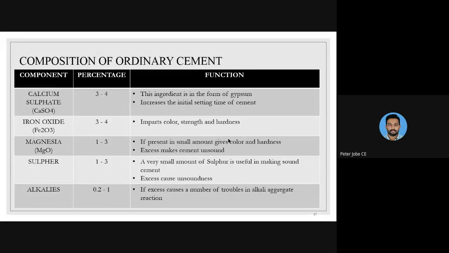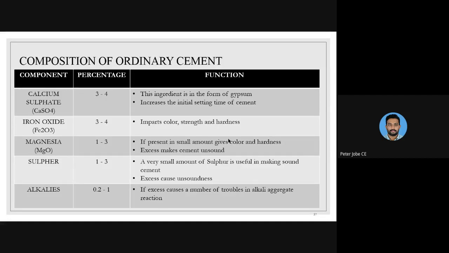And the next ingredient is calcium sulfate. These are less than 5%. Calcium sulfate will be 3 to 4%. This ingredient is in the form of gypsum. It increases the initial setting time of cement. All these constituents have a specific purpose. Some provide hardness. Some adjust the setting time of cement. Setting time of cement means the time when it becomes hard. There is an initial setting time and a final setting time.